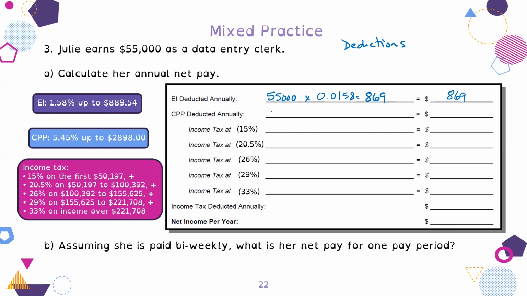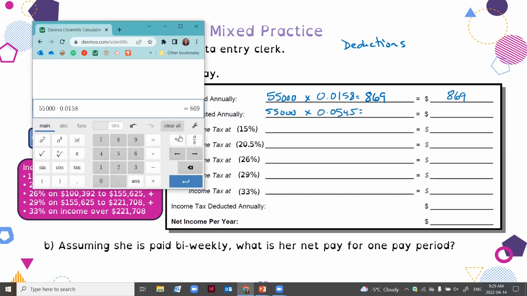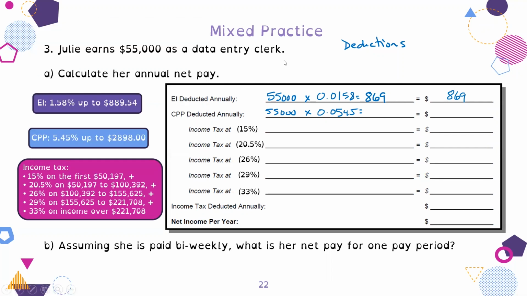Then for CPP, we do the same thing: 55,000 times our CPP percentage, 5.45%, so 0.0545. 55,000 times 0.0545 equals $2,997.50. Sorry, $2,997.50.